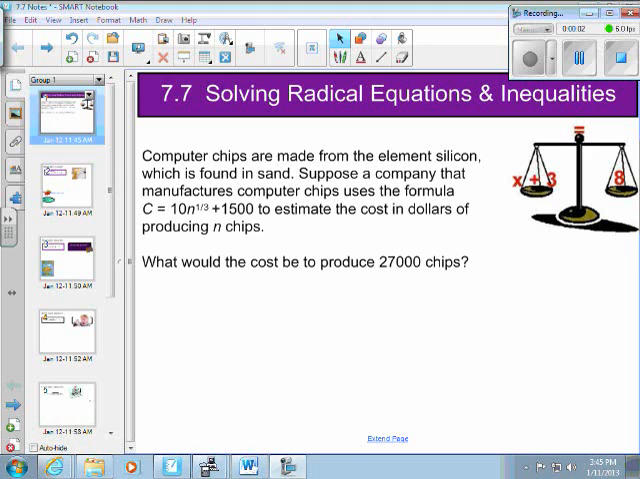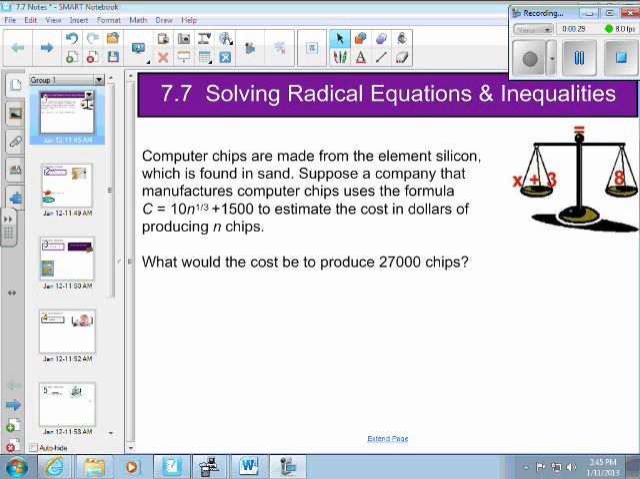All right, today we're going to look at the last section of Chapter 7, solving radical equations and inequalities with radicals. This first one is an example of a problem that has radicals in it. It says computer chips are made from the element silicon, which is found in sand. Suppose a company that manufactures computer chips uses the formula, and you can see the formula on your sheet, to estimate the cost in dollars of producing N chips.